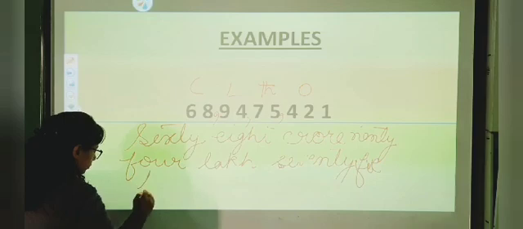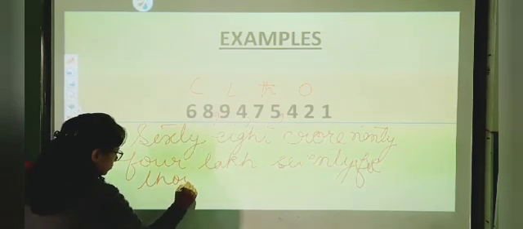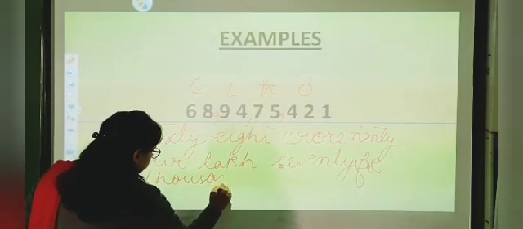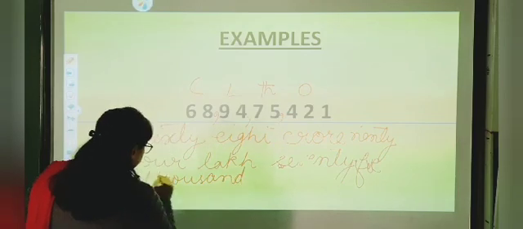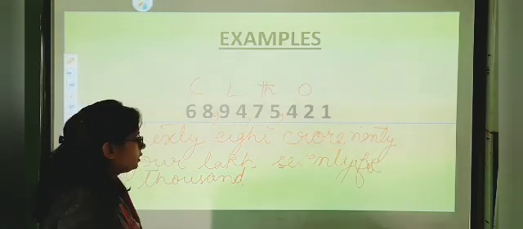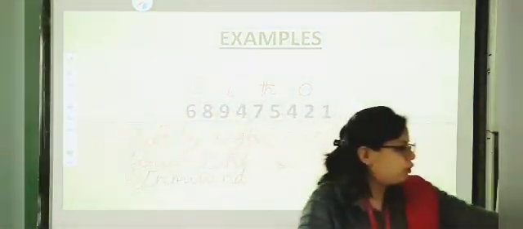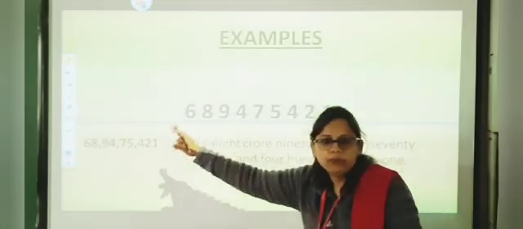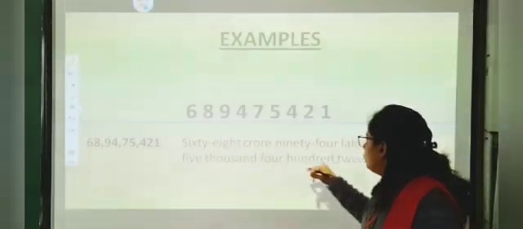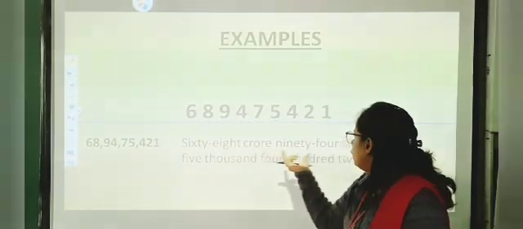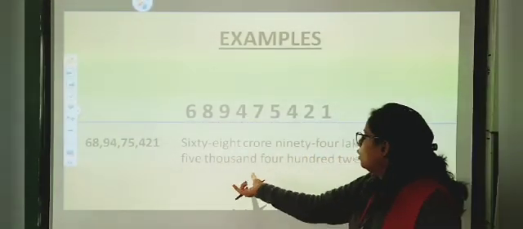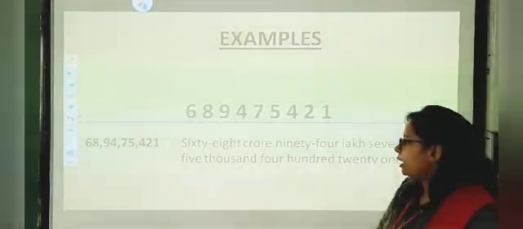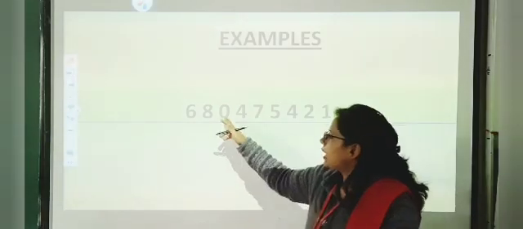It will be 75,000. And then at last 421. So children, you can see how we can number name. First you have to put the comma and then you have to write the number name: 68 crore, 94 lakh, then 75,000 and 421. Now what if there is a 0 in any place?